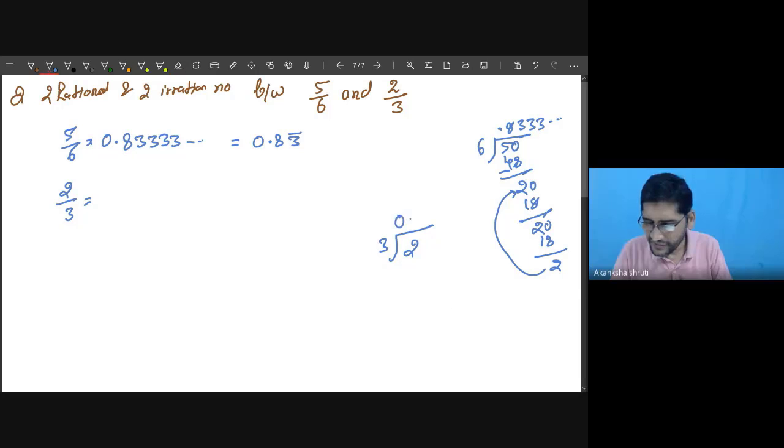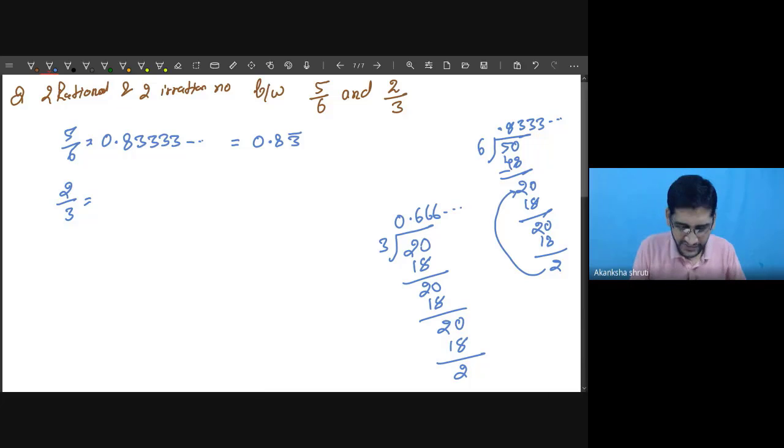Very good. So 0.666. I can put a 0 here. Then 6, 18, then again 2, 0 can be taken, 6, 18, again 2, 0 can be taken, 18. So what we are getting? We can write this 6 as much as we wish. So 0.6666 going on. Means it is like our 0.6 bar.